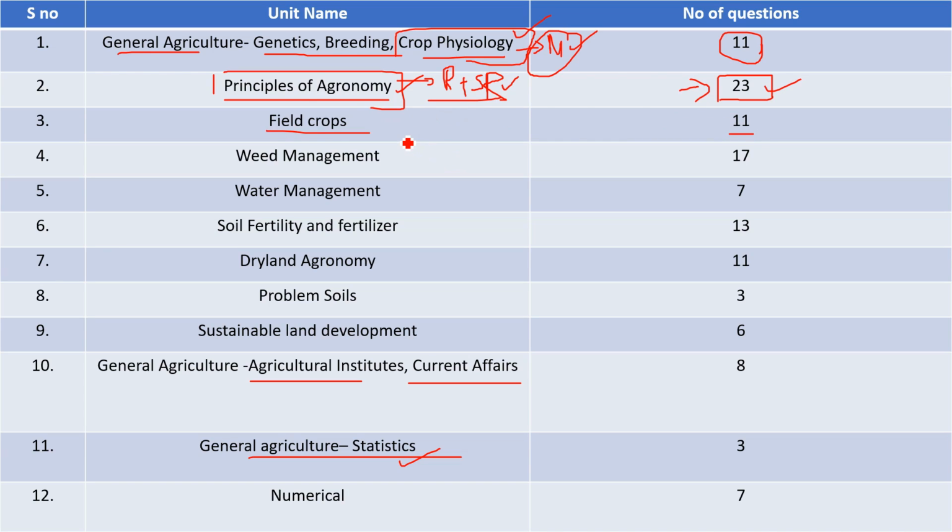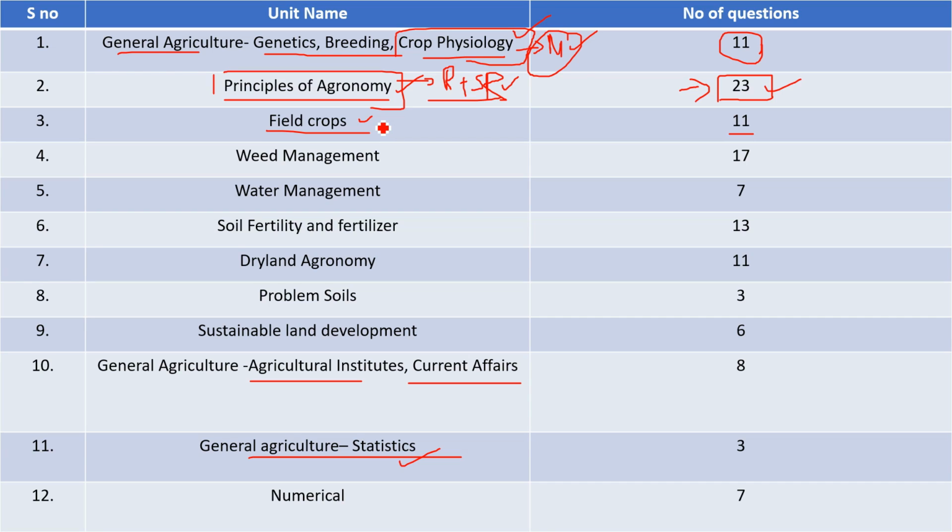From the field crops part, we have got 11 questions this year. These are comparatively fewer than last year, when we got more than 25 to 30 questions from field crops itself. If you talk of field crops, the questions were mainly not direct questions. I must say they were mainly based on minor crops.